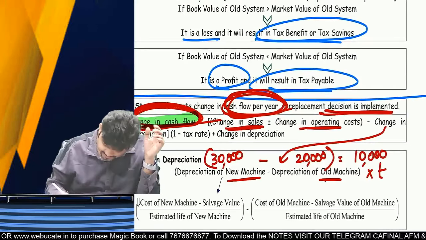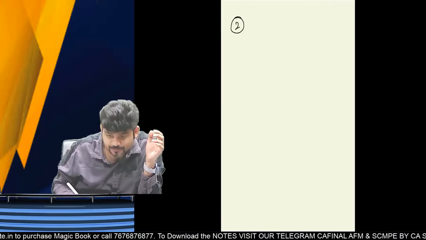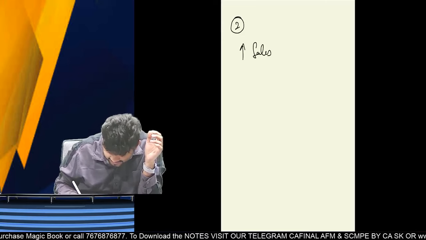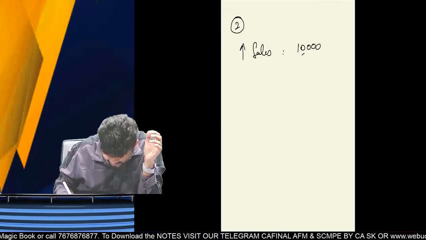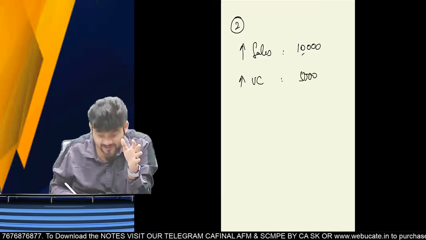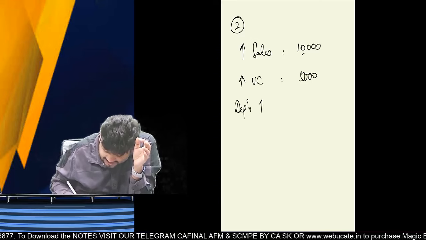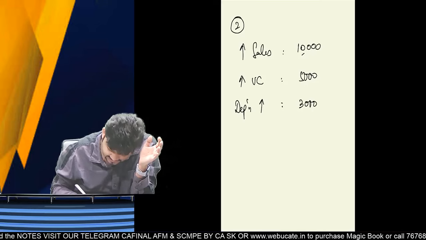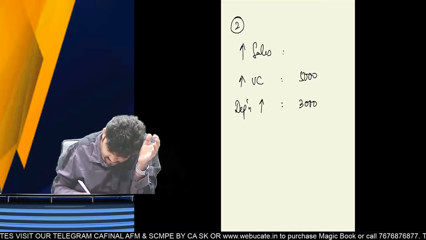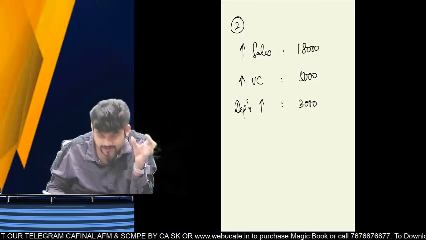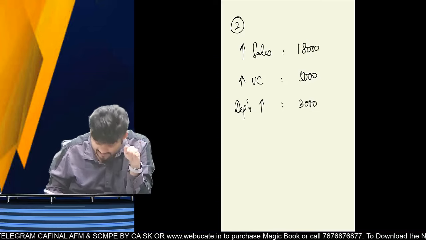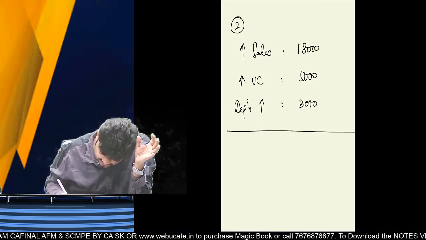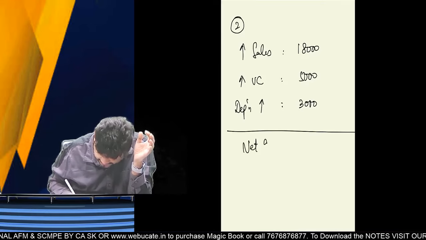So say, step 2. Sales increase, say, by 10,000. Variable cost increase, say, by 5,000. Depreciation, say, increase by 3,000. Okay, just take an example. So this increases by, say, 18,000. Okay, so effectively what happens is, this is your net increase.